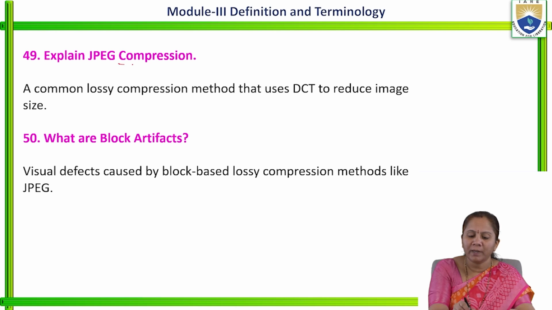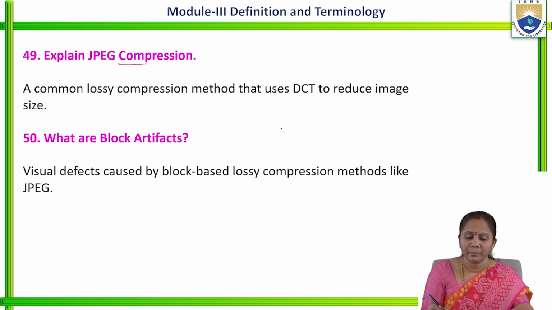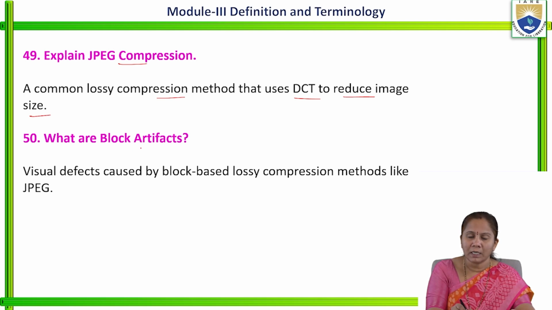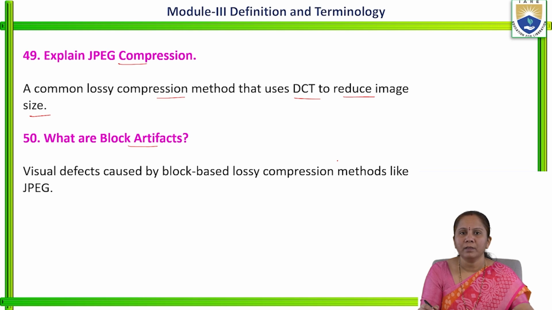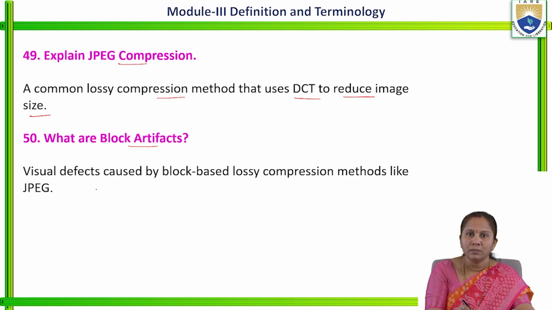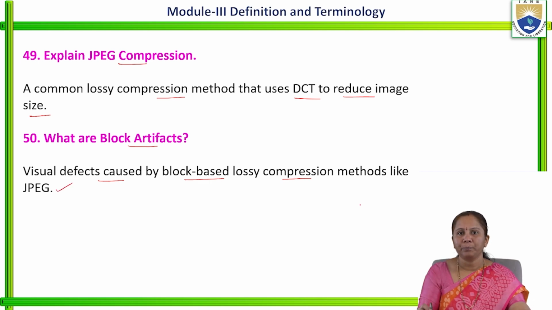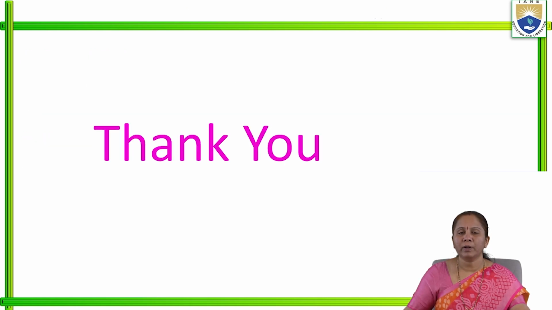And next one is explain JPEG compression. A common lossy compression method which uses the discrete cosine transform in order to reduce the image size. And the last one is what are block artifacts. Block artifacts are the visual defects caused by block based lossy compression methods like JPEG. So these are some of the definitions and terminologies from module 4.